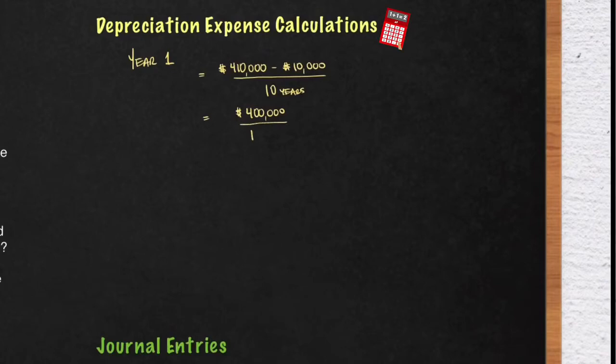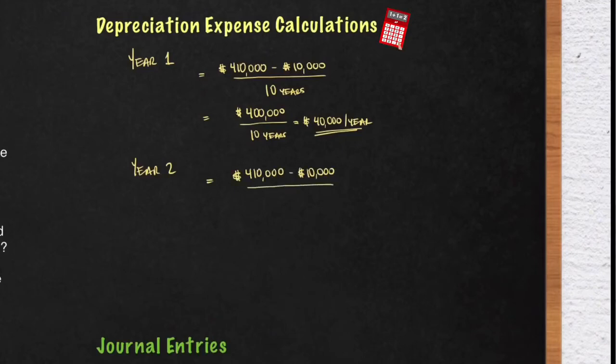And then we're going to divide that by, again, 10 years. And that will give us a depreciation expense of $40,000. And again, that's per year. Because this is straight line depreciation, it's the easiest of all the methods of depreciation. Every single year will give you the exact same calculation, and it will equate to the same amount, which is $40,000 per year. So right now I'm going to fast forward this video because it is the same calculation and again the same amount per year.